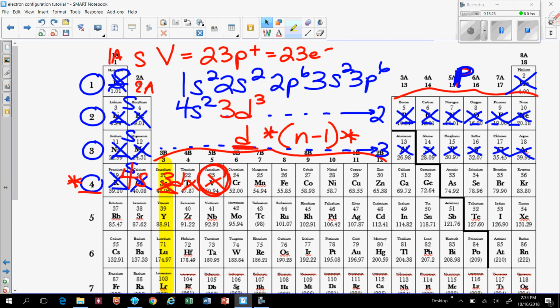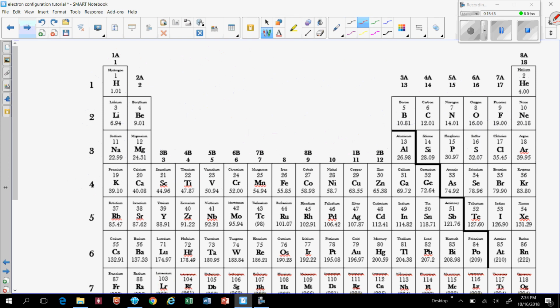Then we do a quick check of our electrons, which means we add our superscripts. 2 plus 2 is 4, plus 6 is 10, plus 2 is 12, plus 6 is 18, plus 2 is 20, plus 3 is 23, and we needed 23 electrons. So the thing to remember on our way to vanadium is that when we entered period 4, we were in 4s, and then when we entered scandium, we entered the D sublevel where the energy level drops by 1, so we went from 4s to 3d. The energy level went from 4 to 3, it dropped by 1. Okay?